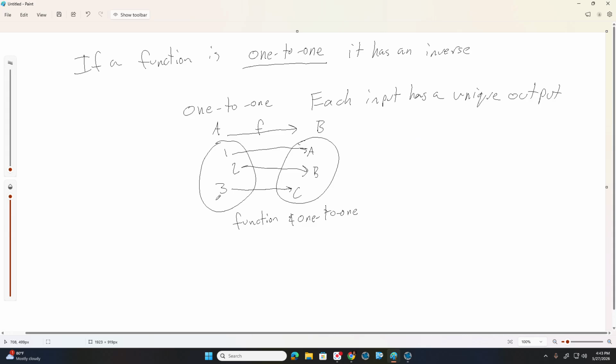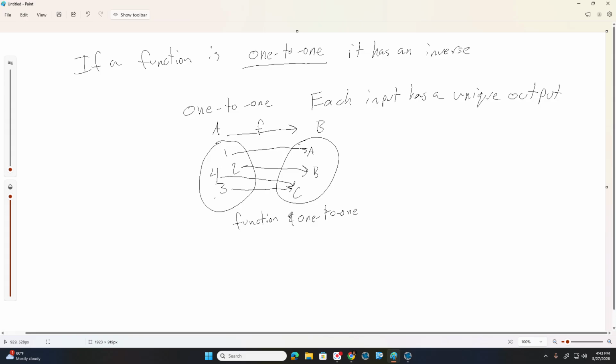Now, let's add in another element over here, D. And if we make 2 go to D, I want to point out we are no longer a function because one of our inputs is going to 2 outputs. Okay? Let's get rid of that. Let's get rid of D. But what if we instead added something over here?